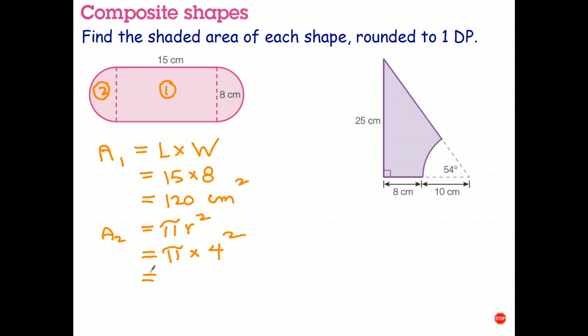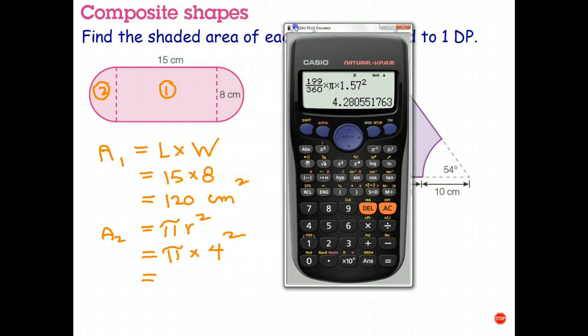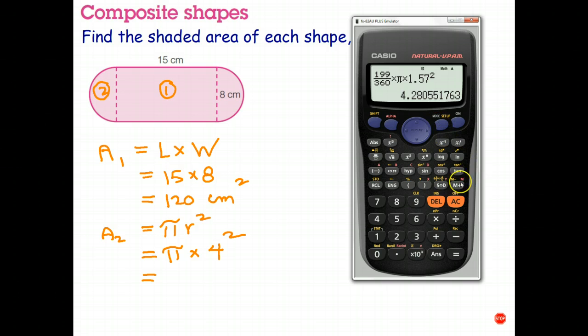And I'm going to need a calculator for that. So let me go get my calculator. Pi times 4 squared. Clear. Shift and pi times 4 squared. This time I hit the 4 first and the squared button second. Maybe that's the easier way to do it. And equals. Now I'm not going to write down all of those decimals.